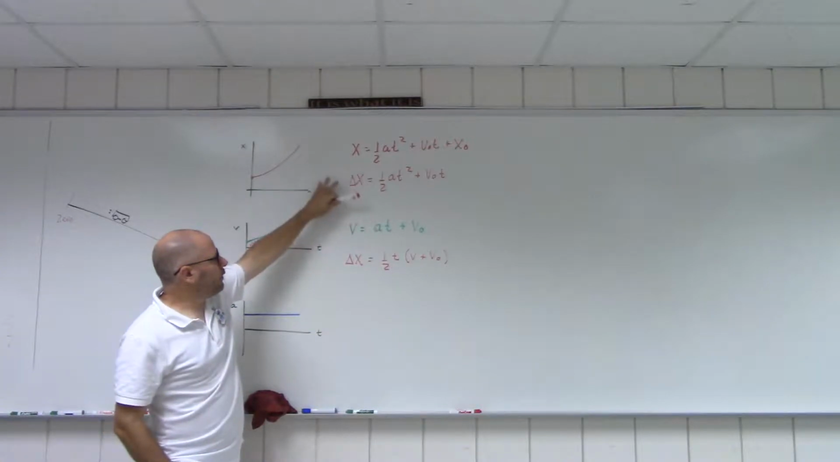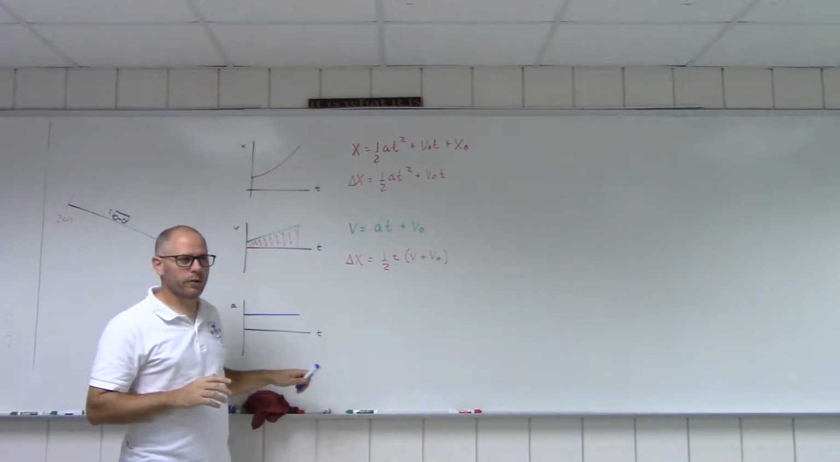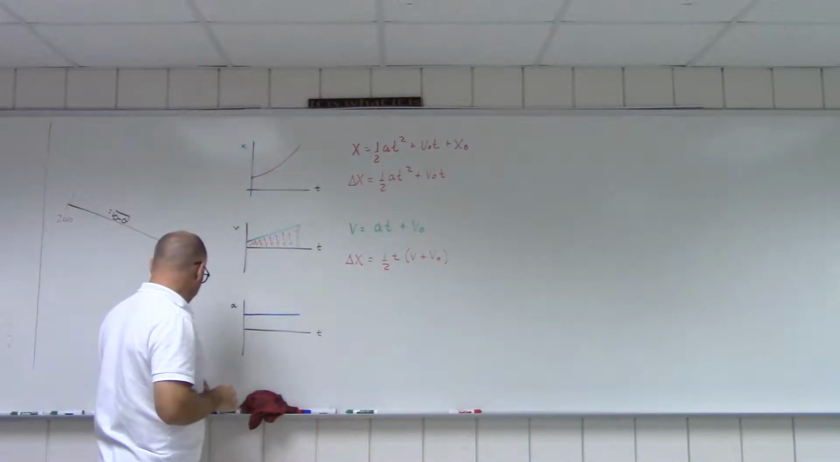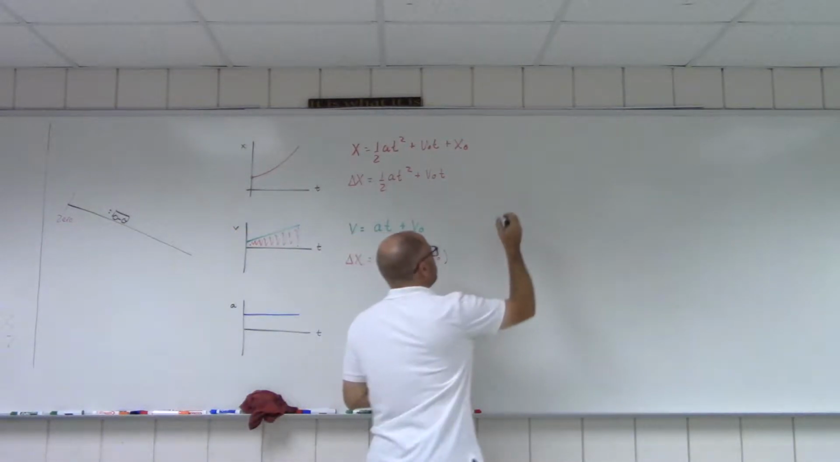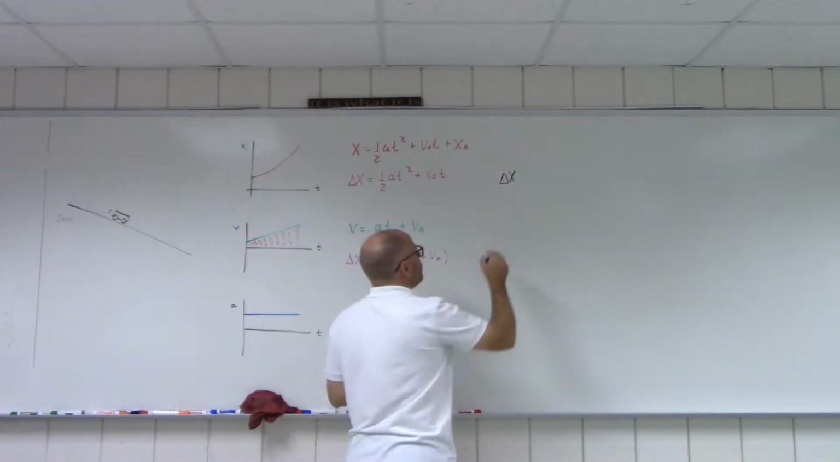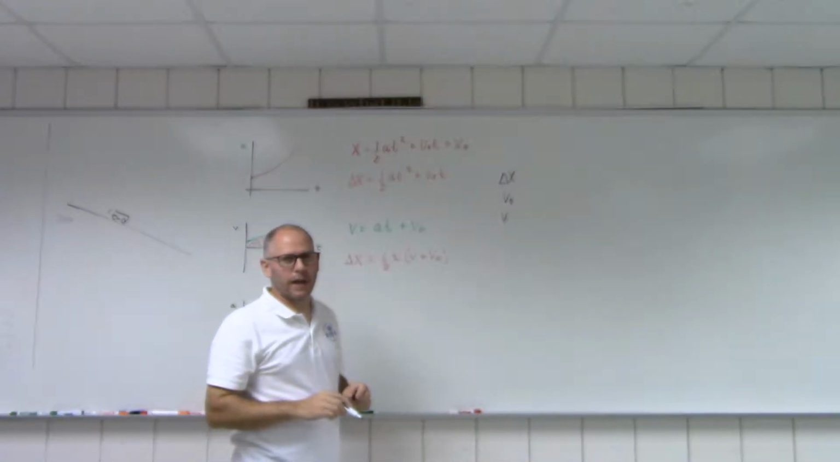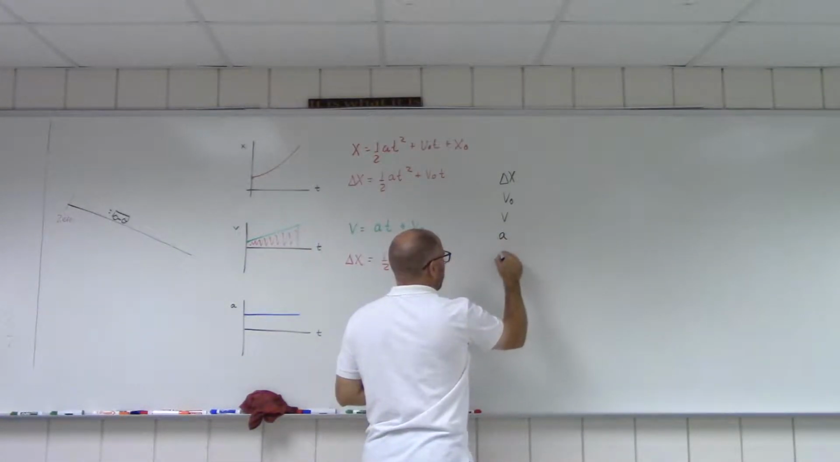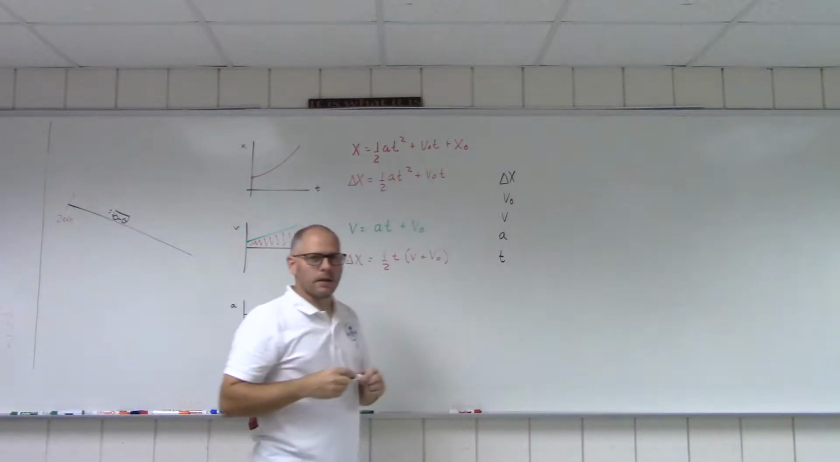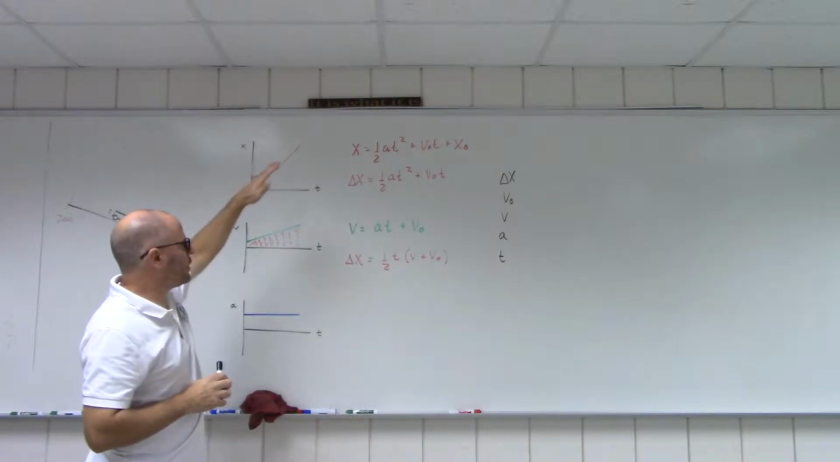But when you look at all of these, basically we're just dealing with 5 different variables. Okay? The variables we're dealing with are the displacement, initial velocity, final velocity, acceleration, and time. And so when you look at them, it gives you a sense of what's what.